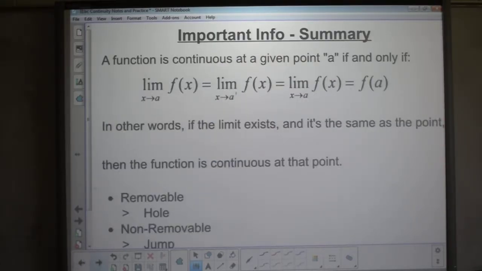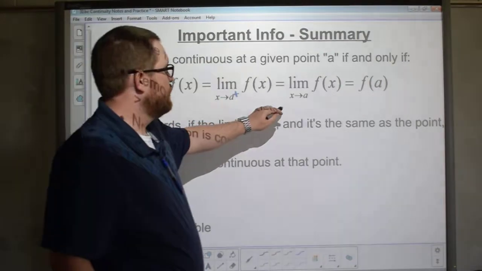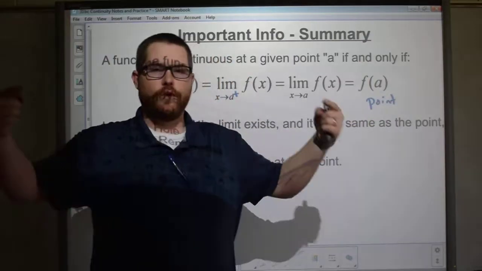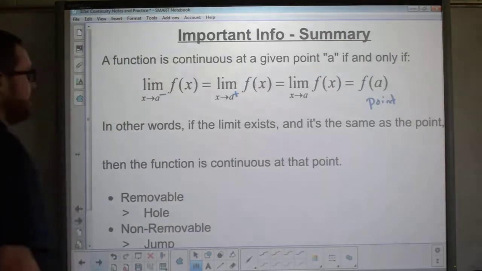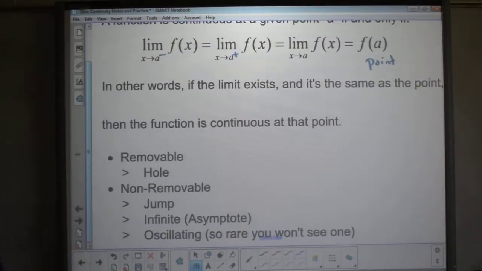Okay? As a summary, a function is continuous if the left limit equals the right limit, which equals the regular limit, which equals the point. They're both going to the same place, and there's a point where they meet. In other words, the limit exists, it's the same as the point, and the function is continuous. You see removable discontinuities, which are holes, and then non-removable discontinuities, which are jumps, infinite asymptotes, and oscillating.